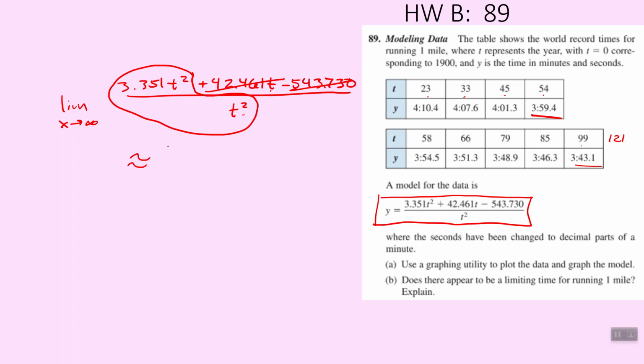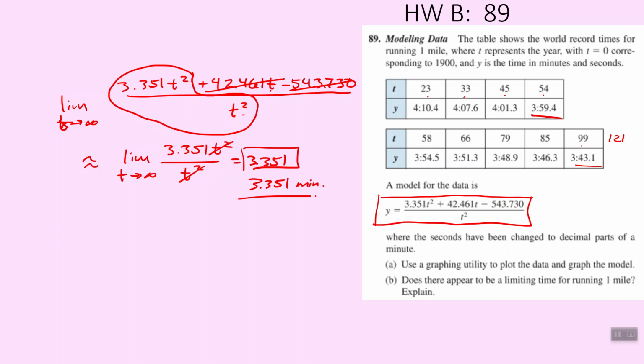So this is essentially equal to 3.351t² over t² as we go to infinity. I should probably use t as our variable and not x. If we look at this limit, the t² terms cancel out, and we get 3.351. That right there is our answer, and that's in minutes, 3.351 minutes. A little bit faster than I can run the mile, but I'm getting there. So yes, there does appear to be a limit, and that's what it is because we took the limit. Or you can say based on the graph, it looks like there's a horizontal asymptote. That would work too.